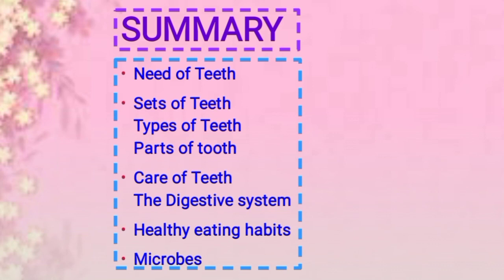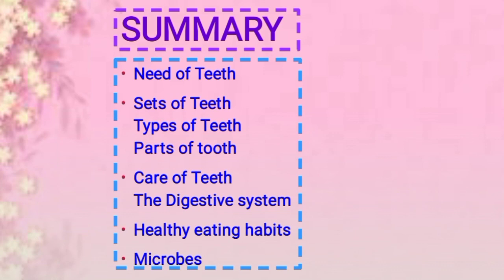Then third type is premolar, which are broad teeth next to the canine, which help to crush food and chew it. Then fourth is molar, which are 12 in number, and which also help to chew and grind the food a lot. Then parts of tooth. A tooth has a crown and root, 2 parts, one which we can see and another which we can't see.